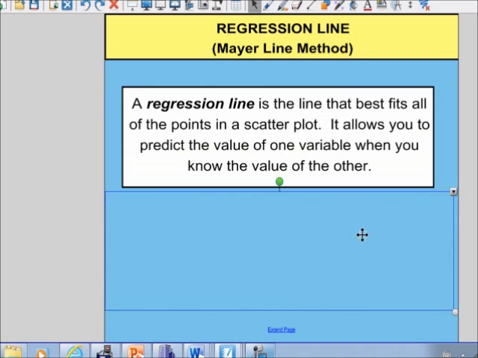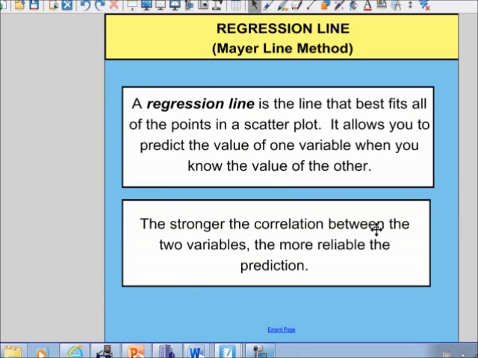Now, I commented about correlation earlier, and the correlation and regression line are very strongly connected. The stronger the correlation between two variables, the more reliable our prediction using the regression line will be. So if we've got a strong or reasonably strong correlation between two variables, then we'd look at doing a regression line because we should get a decent prediction. If our correlation coefficient is very low and there's not much of a connection between the two variables, we probably wouldn't do the regression line because our prediction isn't going to be very accurate. So what's the point?